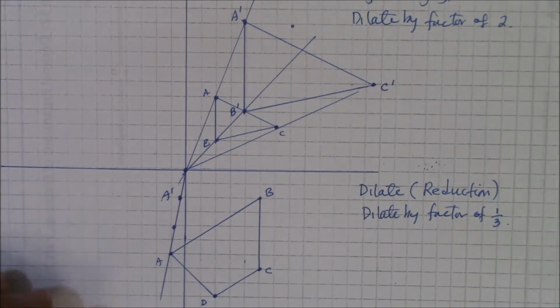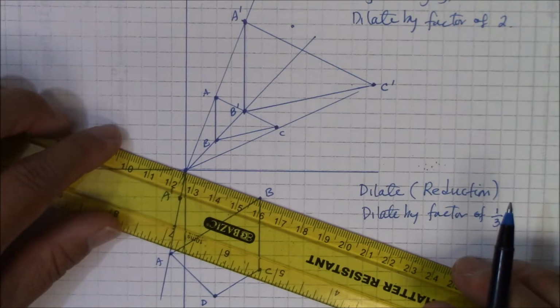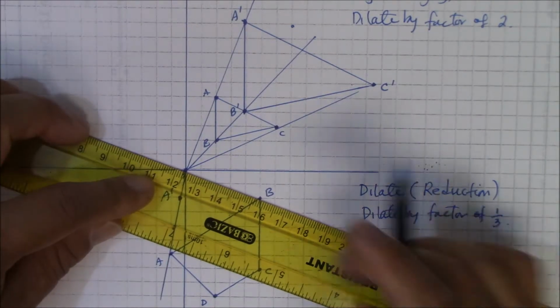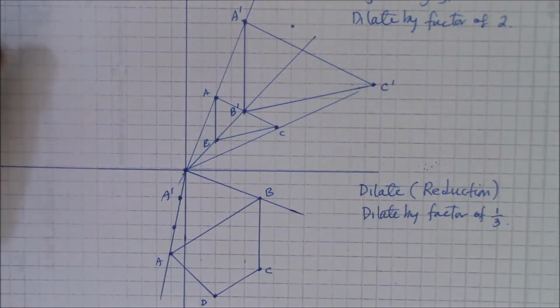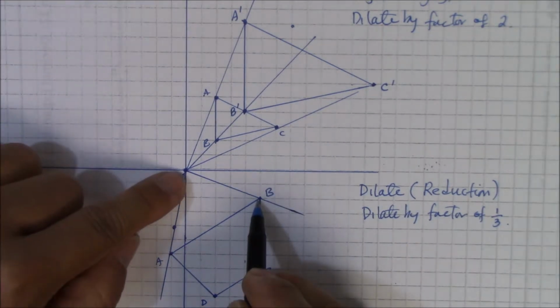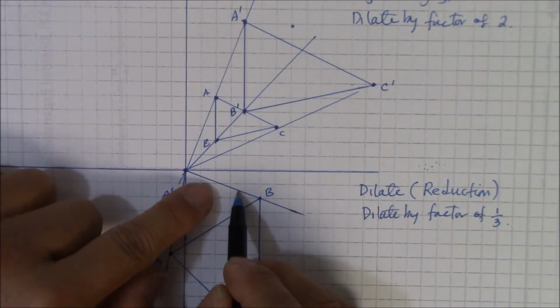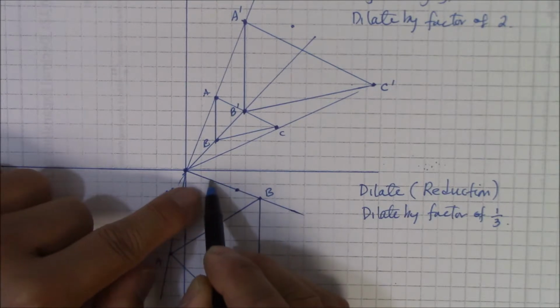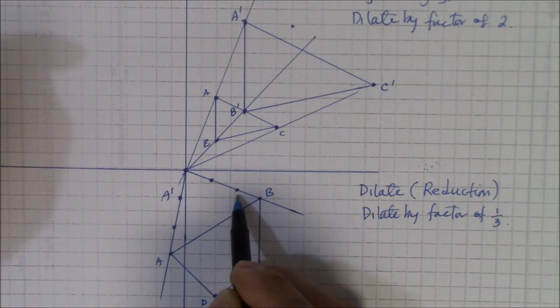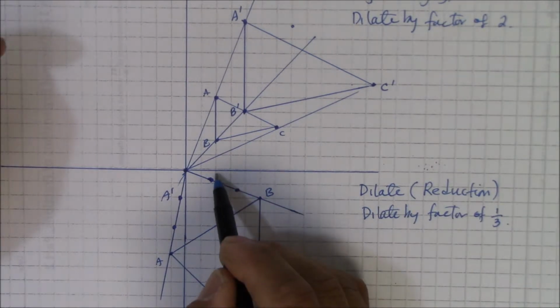And I'm going to do the same thing with this B here. I'm going to draw the line from the origin to the vertex B. And now I'm going to break this distance into thirds. I'm going to estimate it, like here's there. That looks pretty close, doesn't it? 1/3, 2/3, and 3/3. So this will be B prime.